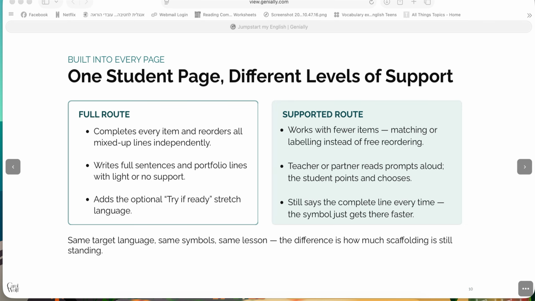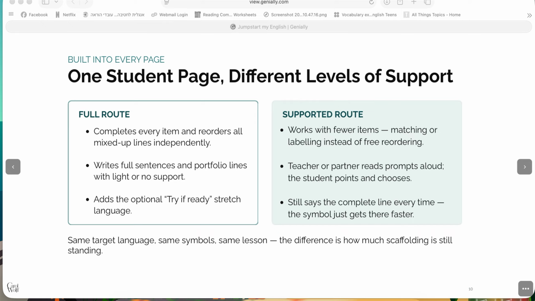These sentences become visible evidence of progress, and they can actually physically see this progress, which is motivation. We have different levels. All students work towards the same language outcome, but they may receive different amounts of reading support. Some students complete all the items and write independently. Others work with fewer items, hearing the prompts read aloud, point to choices or symbols, meaning even those who cannot decode a word can still be active.